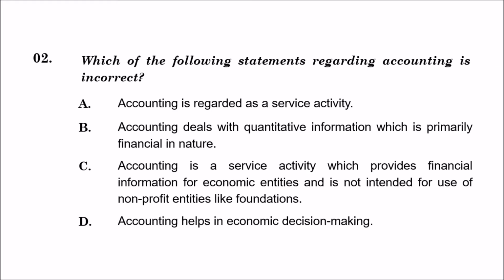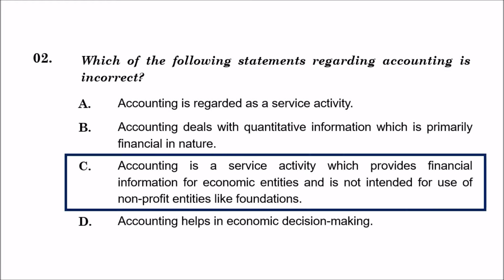Which of the following statements regarding accounting is incorrect? A. Accounting is regarded as a service activity. B. Accounting deals with quantitative information, which is primarily financial in nature. C. Accounting is a service activity which provides financial information for economic entities and is not intended for use of non-profit entities like foundations. D. Accounting helps in economic decision-making. Which of the following statements regarding accounting is incorrect? A, B, C, or D?